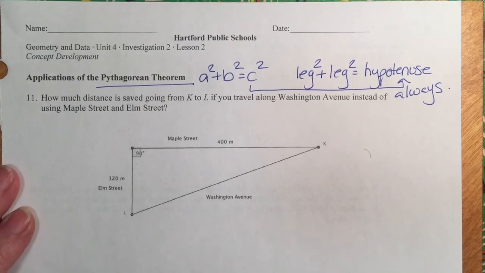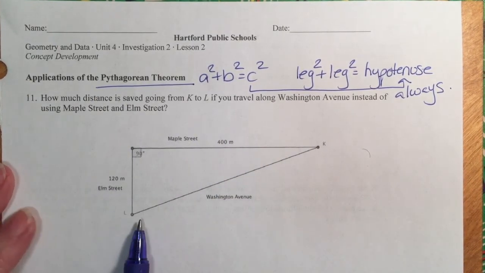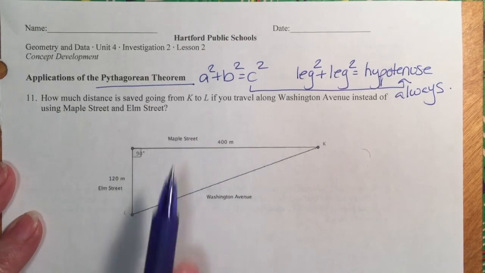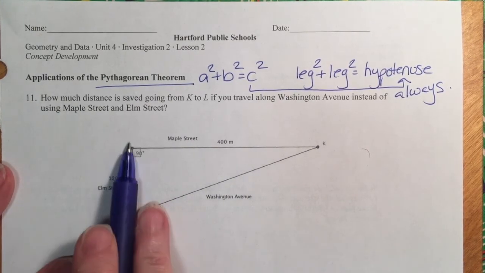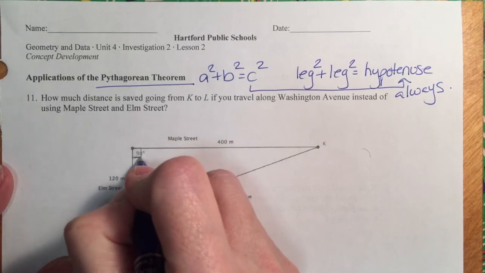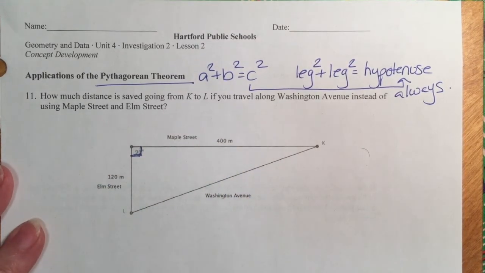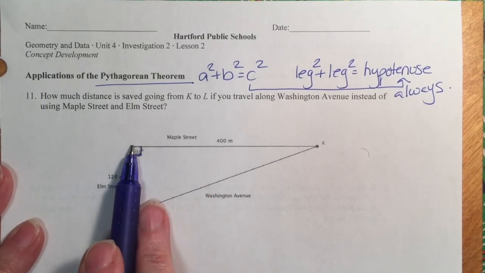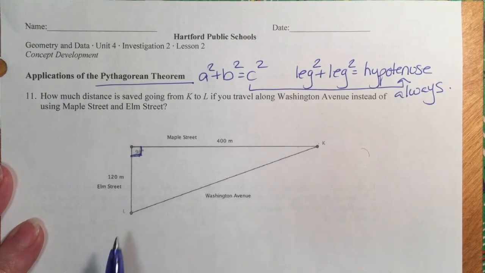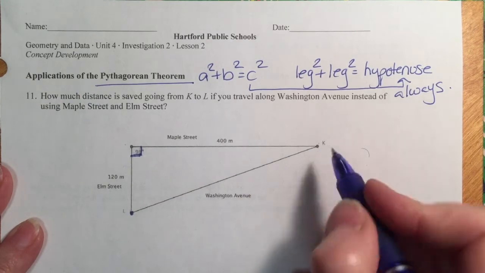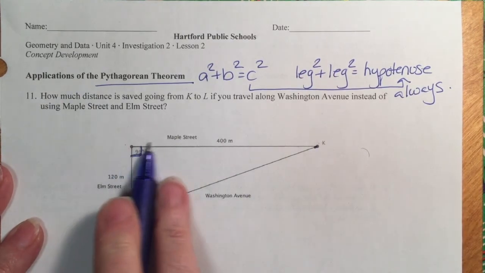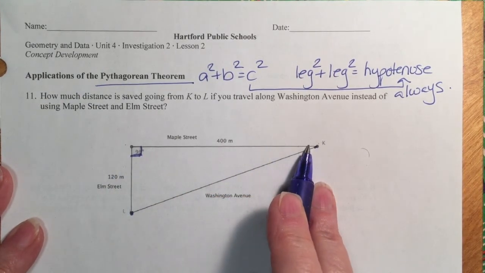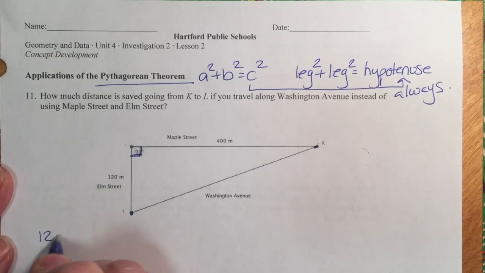So here's a problem. We've got some city blocks here. Elm Street, Maple Street, and Washington Avenue. Elm Street and Maple Street form a perfect 90-degree angle where they meet. Elm Street is 120 meters from this point to this point. Maple Street is 400 meters from this point to this point. So if we wanted to walk from this point all the way around to point K, we would have to go 120 and 400, which is 520 meters, right?